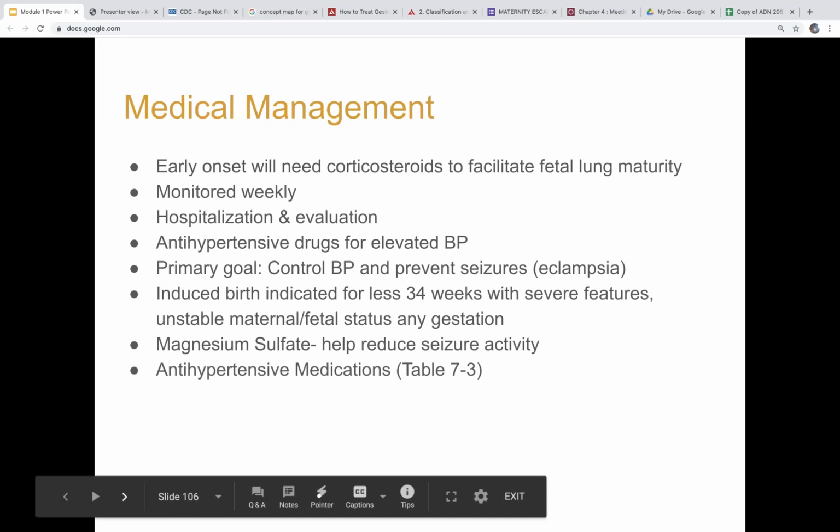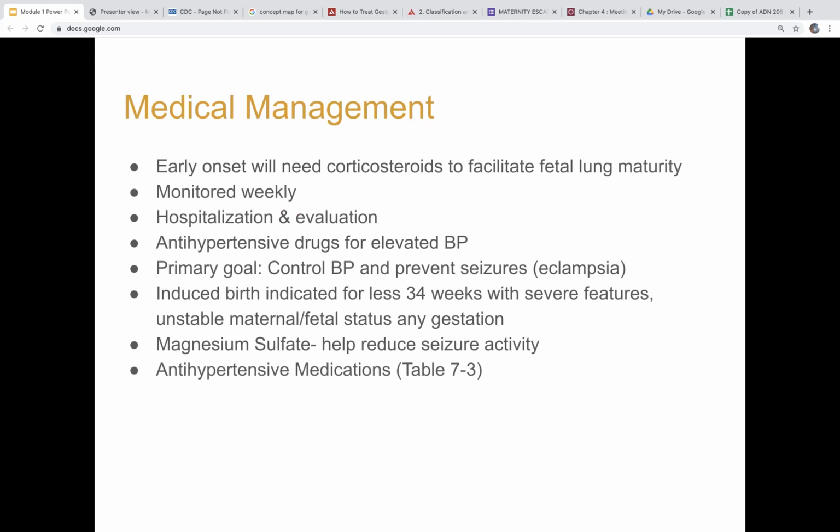So medical management, so the treatment is delivery. You heard her say that the treatment is delivery. It's an emergency delivery. So we need to make sure that the baby's lungs are developed. So we are going to administer those corticosteroids, hospitalization, antihypertensive drugs. We want to control the blood pressure, prevent seizures. So preeclampsia, there are no seizures. Once those seizures start, it's eclampsia.